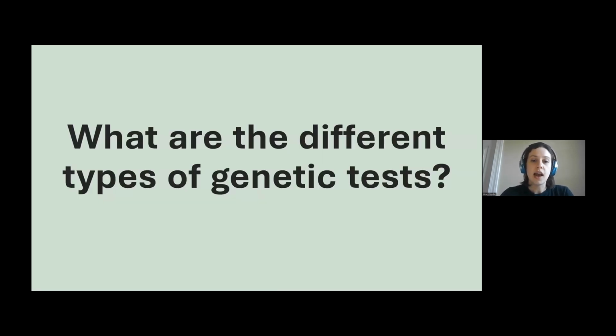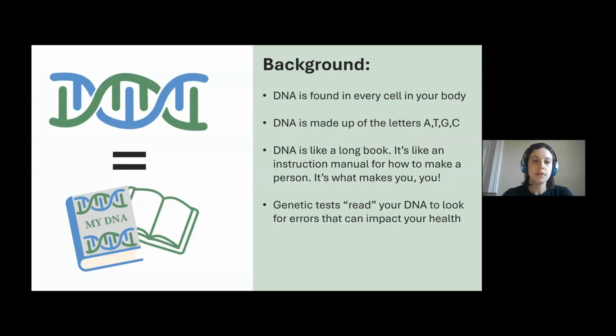So diving right in, I'm going to talk a little bit about what the different types of genetic tests are. And to start, I'm going to give a little bit of background about genetics and DNA generally. So this might be familiar to you, it might not be, but what we know is that DNA is found in every cell in your body. It's made up of letters. And because it's made up of letters, you can think of DNA like a very long book. I like to think of it as an instruction manual for how to make a person. It's what makes you you.